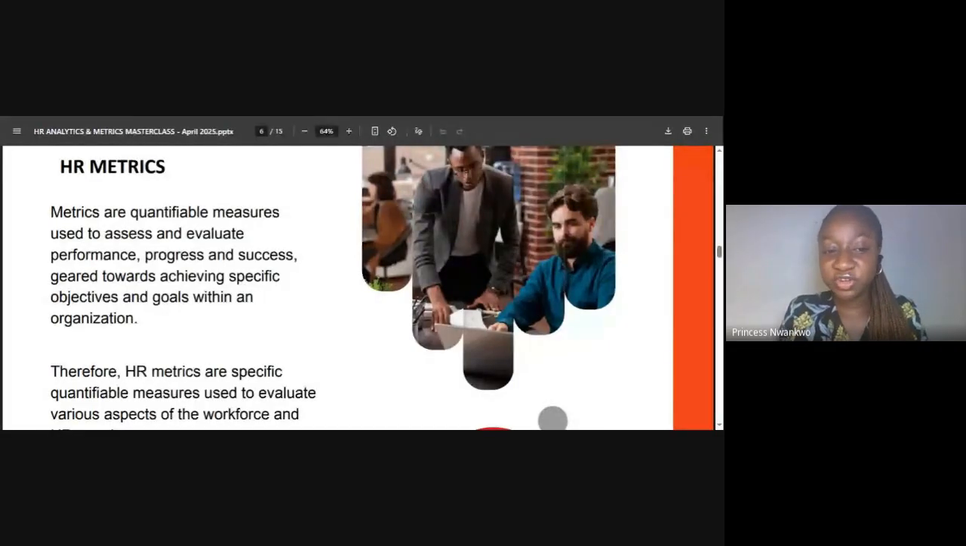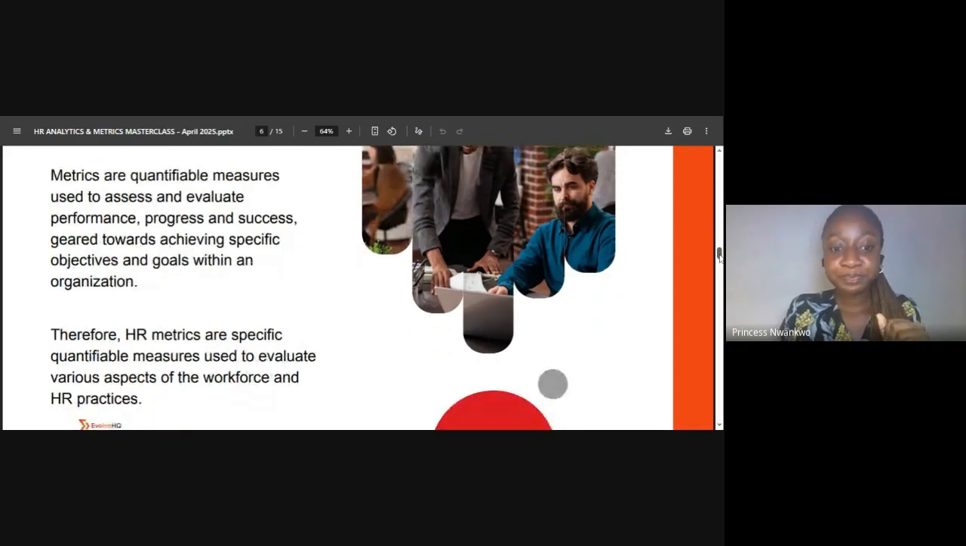Right? So HR metrics are specific quantifiable measures. The first thing you have to understand about metrics is they are quantifiable. They are specific quantifiable measures. And the reason why it is so important to quantify them, like I mentioned earlier, is so that you are not just making decisions from sentiment or from observation or intuition. You are making decisions of facts, of data. Okay, so that's what metrics are, right?